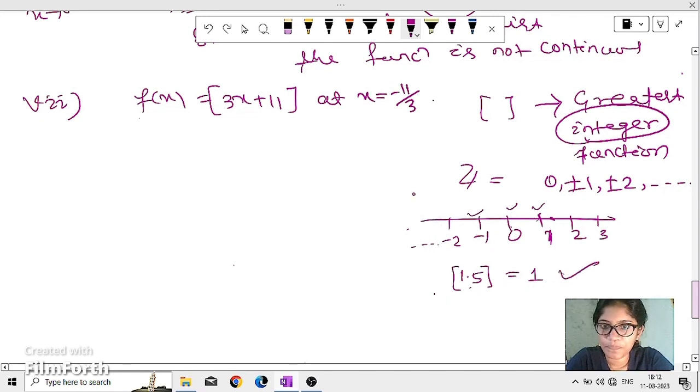Similarly, the question is asked for minus 2.5. The integers before minus 2.5 are minus 3, minus 4, and so on. Among them the greatest is minus 3, which is equal to minus 3. Minus 2 is greater than minus 2.5, so the right answer will be minus 3. If you write minus 2 for minus 2.5, that is wrong.